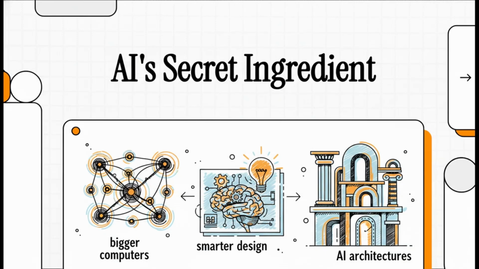Hey everyone. So today we're going to talk about something that's kind of the secret sauce of modern AI. It's not just about throwing more computers or mountains of data at a problem. It's about smarter design. We're talking about AI architectures.